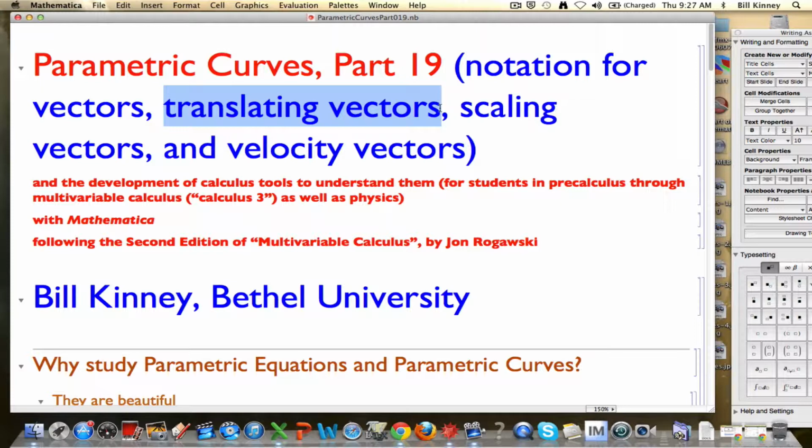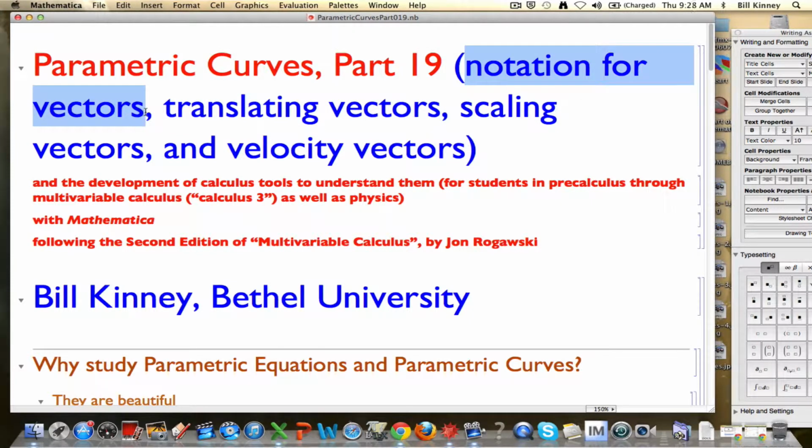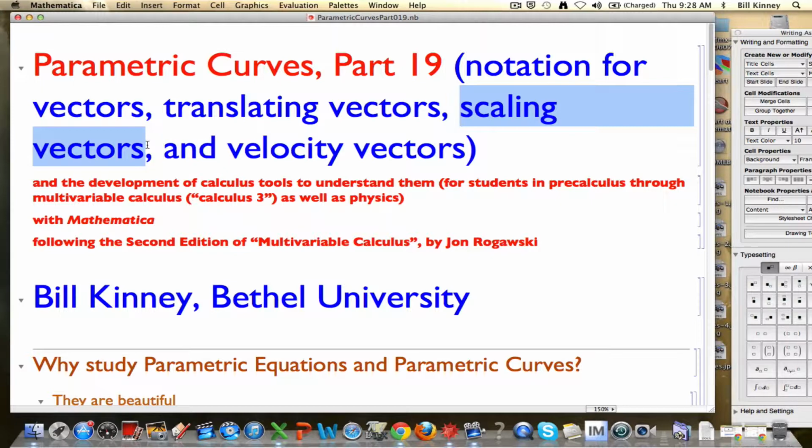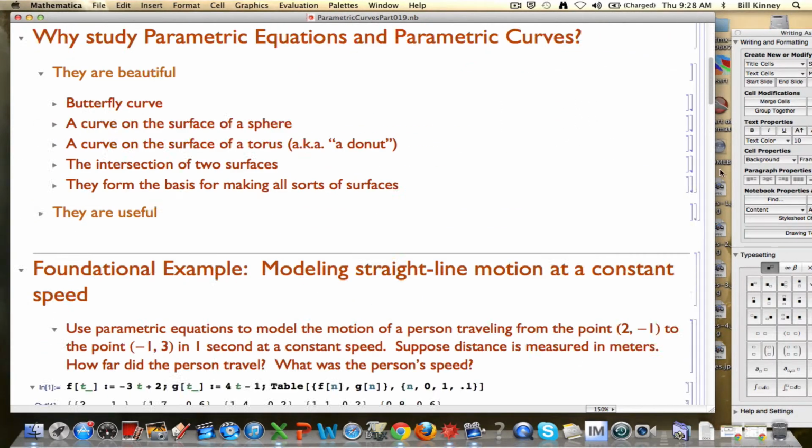And what we'll see is that as far as the algebra of vectors goes, translating vectors doesn't make a difference. However, translating vectors is still important because it will affect how we interpret the meaning of the vector for physical situations. In the last video I also talked about notation for vectors. I'll remind you of that and I'll also show you some alternative notations. I'll talk about scaling vectors, making them longer or shorter, and hopefully if we have time in this video we'll get to velocity vectors, which is a related idea that can help us analyze motion.